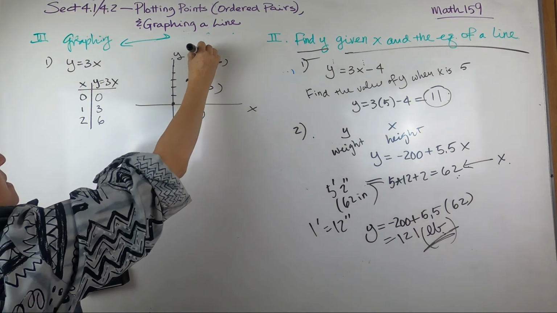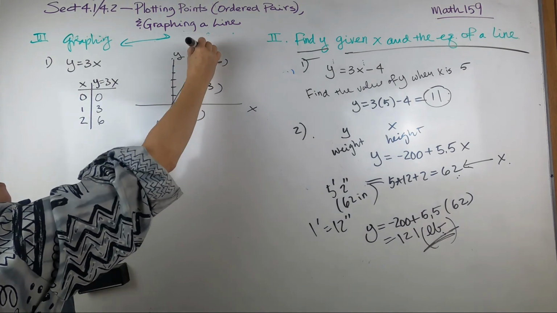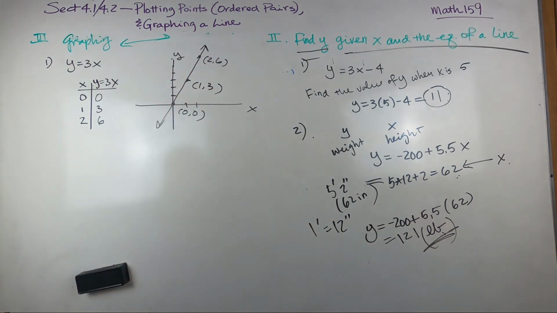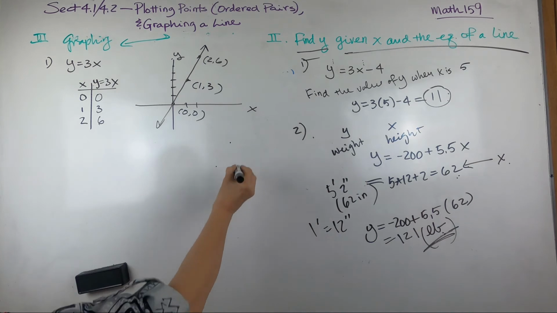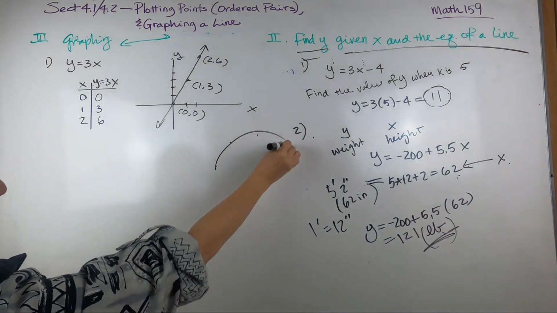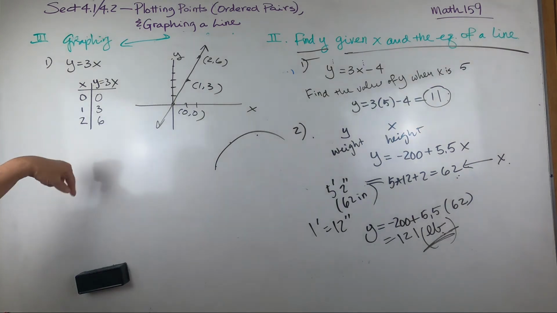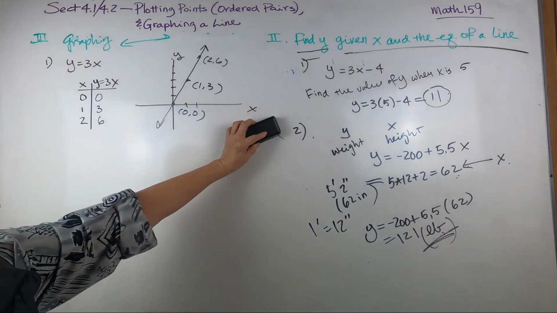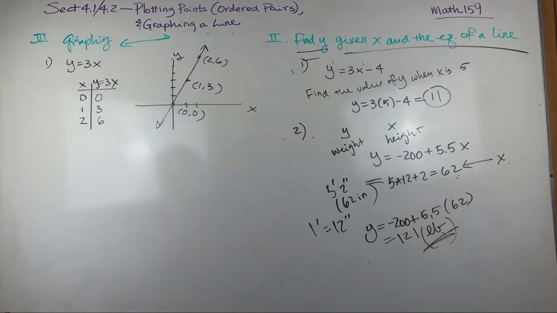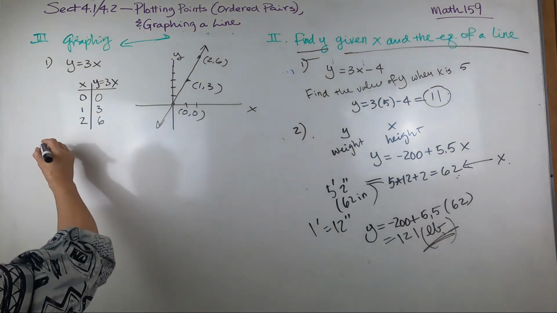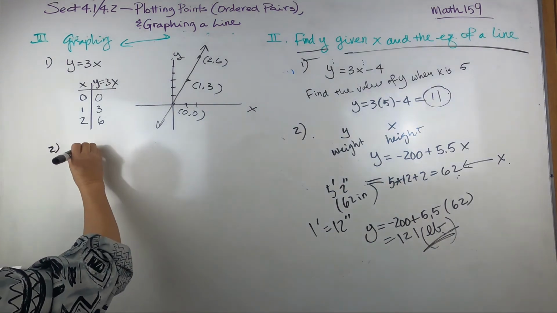So when you connected it, you should have a line, right? If you have one point here, another point here, when you graph it, it looks like that. It's not a line. That means your ordered pairs are not right. You better check. Right? Got an idea?